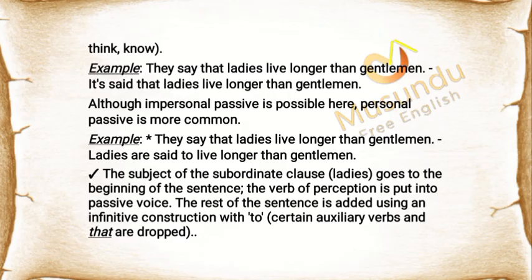Example: they say that ladies live longer than gentlemen. Ladies are said to live longer than gentlemen. The subject of the subordinate clause, ladies, goes to the beginning of the sentence, and the verb of perception is put into passive voice. The rest of the sentence is added using an infinitive construction, and certain auxiliary verbs and that are dropped.